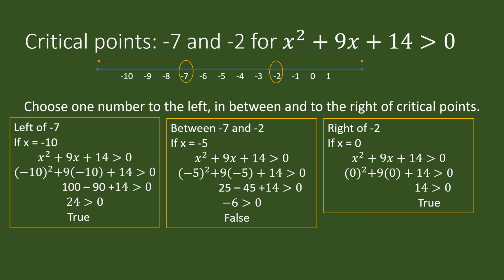Therefore, let us put an arrow going to the right of negative 2. This means all numbers going to the right of negative 2 are included. So our solution set, x is less than negative 7 and greater than negative 2.